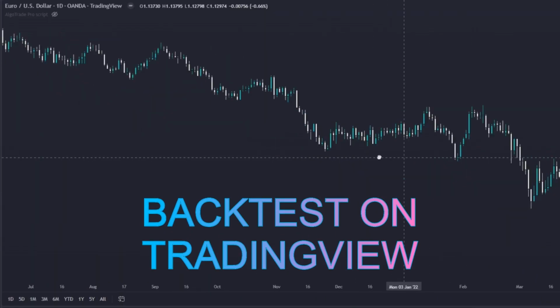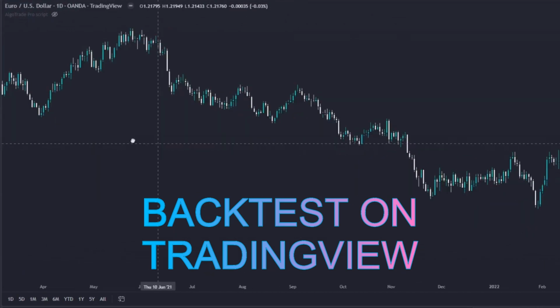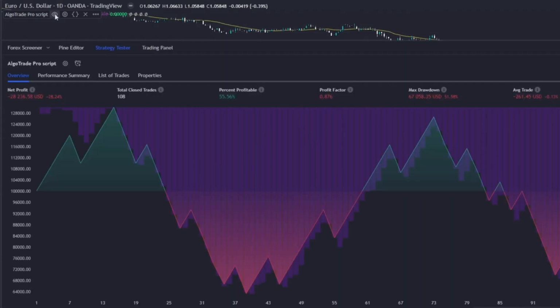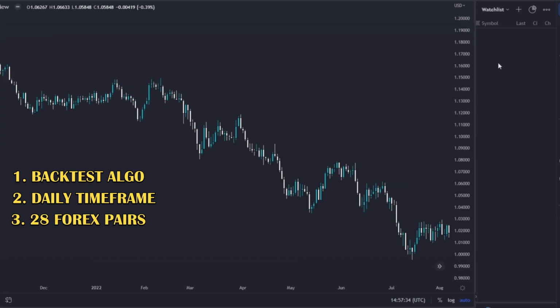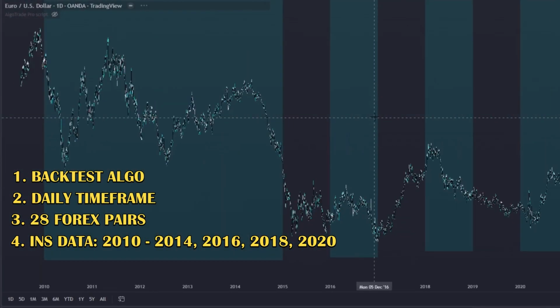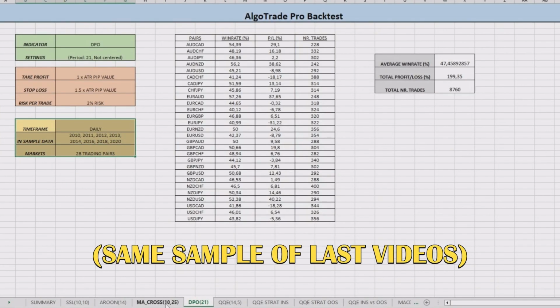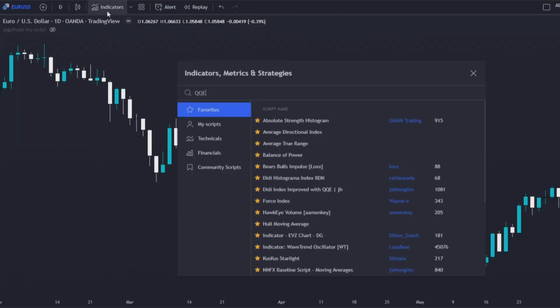So, as usual, I'm on TradingView, which is a platform that I use to backtest every indicator and strategy. I will leave the link in the description. For the backtest process, I will use an algo that I created. I will perform it on the daily time frame, on the 28 most common Forex pairs, and using in-sample data consisting of the years 2010 to 2014, 2016, 2018 and 2020. It's the same sample setup as in my previous videos, so in the end we can compare all indicators and strategies. Let's now add our QQE indicator.